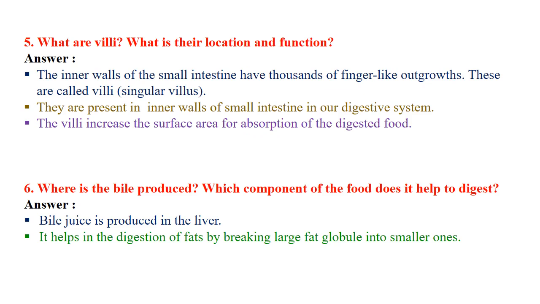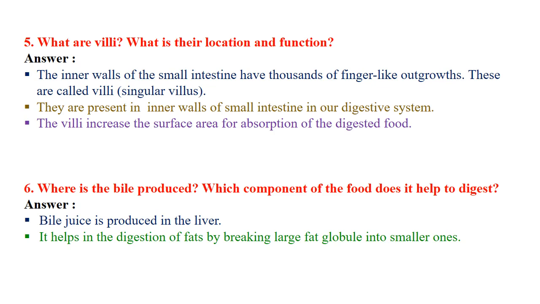What are villi, and what are their location and function? You have already heard about the villi in the chapter Nutrition in Animals. The inner walls of the small intestine have thousands of finger-like outgrowths or projections. These are called villi. In singular, it is called villus; villi is the plural form. You have to remember this.